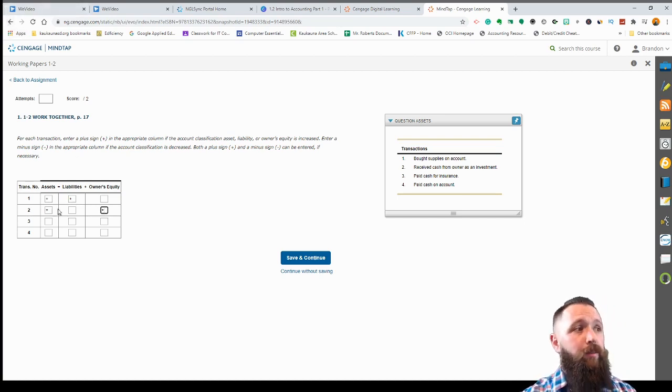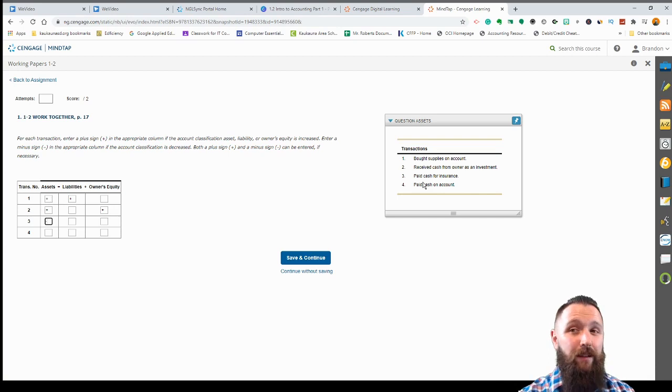Is the accounting equation in balance? Left side is a plus, right side is a plus. Yes, it is. Number 3, we paid cash for insurance. Now, here's where it gets tricky. We paid cash. Anytime you pay cash, cash is going to go down. What is cash? It's an asset. So we're going to put a minus in the asset section.